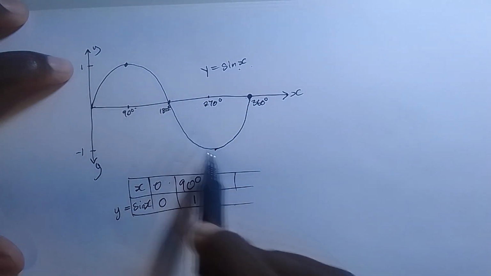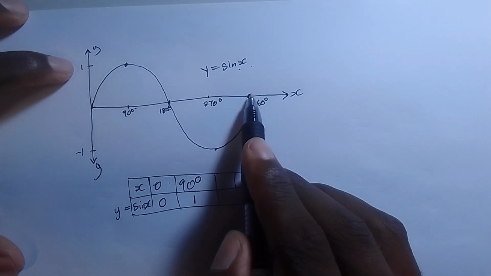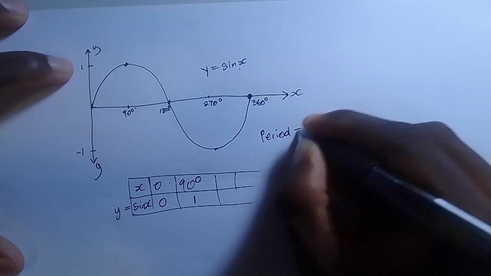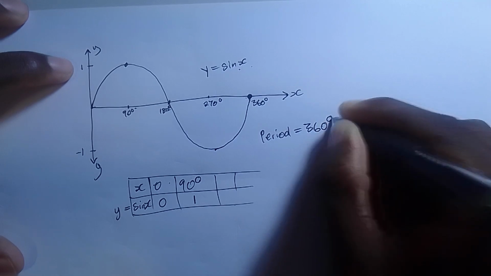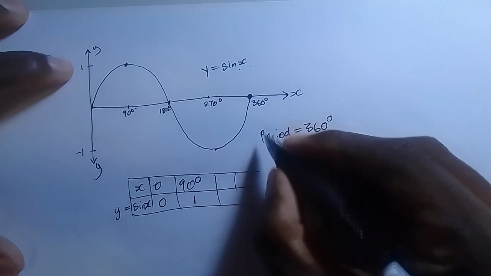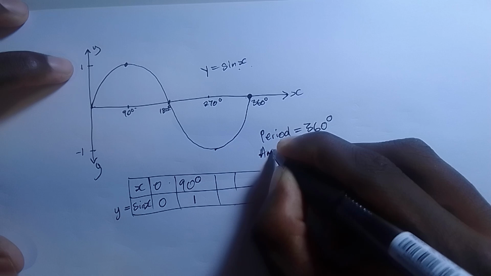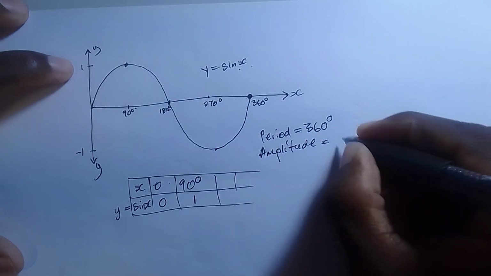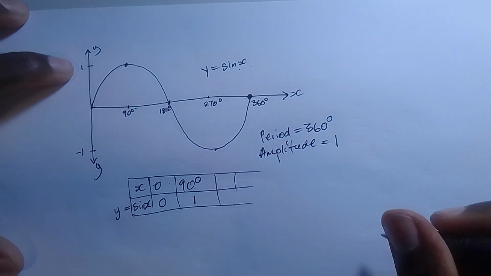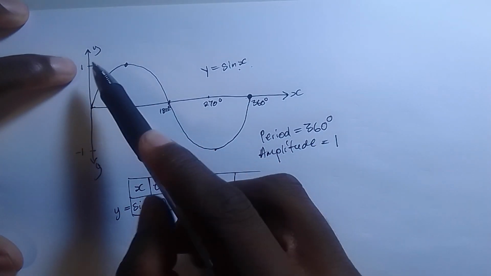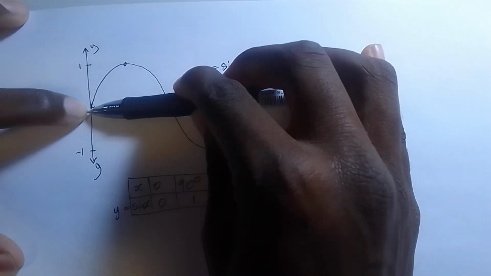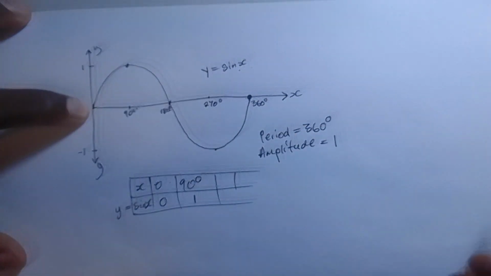Right, now this is a sine graph. The sine graph has an S again. The period is 360 degrees. The amplitude is 1, because the amplitude is the distance from the rest position, which is here, to the maximum, or the distance from here to the minimum.